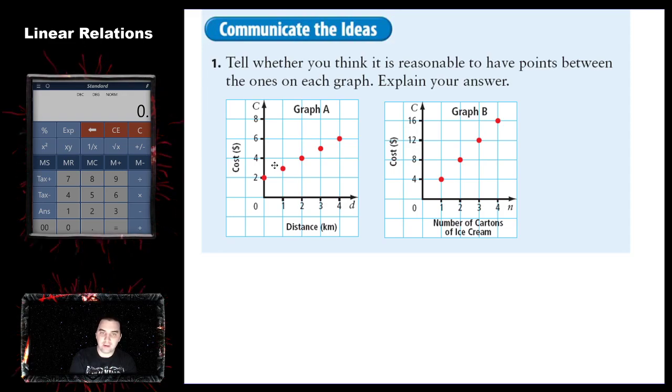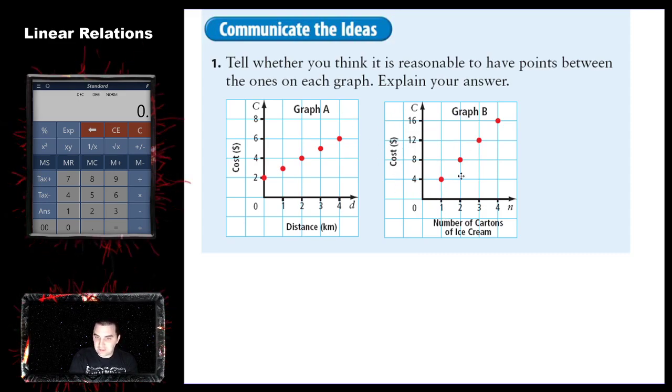No, they're not going to do that. That would be a ripoff for them. So what they're going to do is they're going to have a rate, and that rate is going to be calculating along this line where you fall and how much you need to pay. And now in graph B, points between. So this is cost relating to the number of cartons of ice cream.